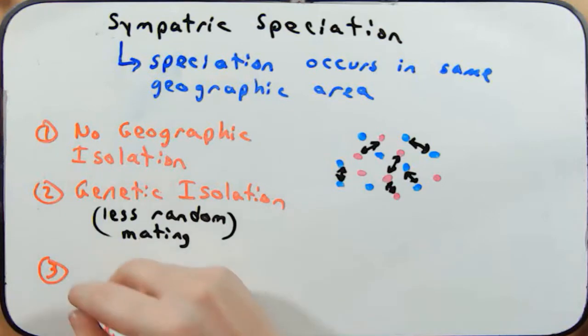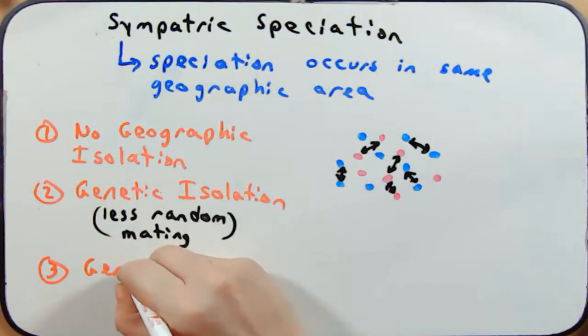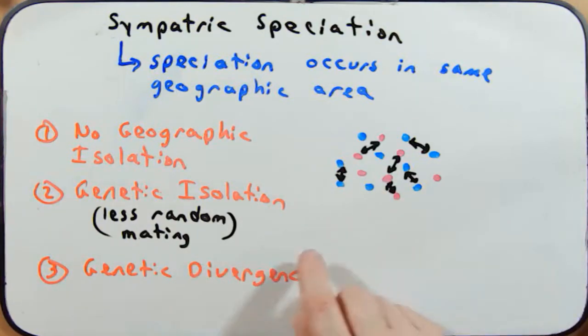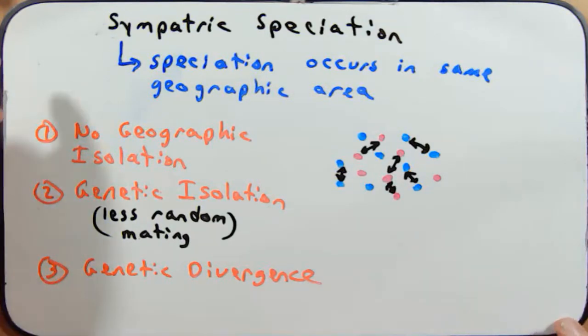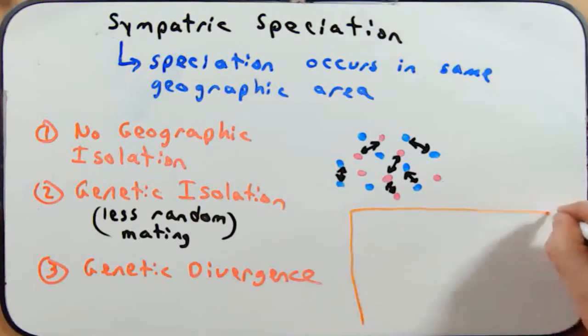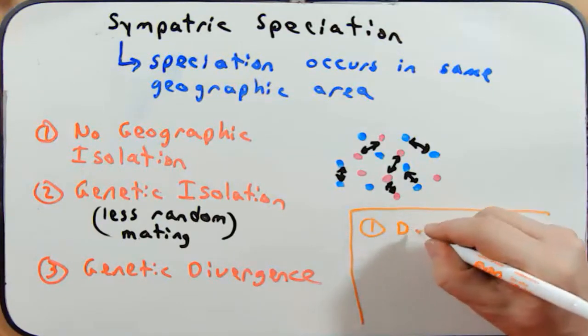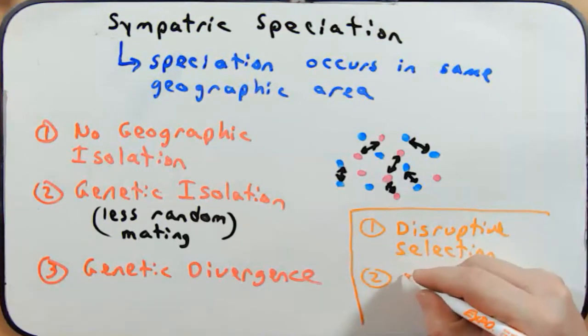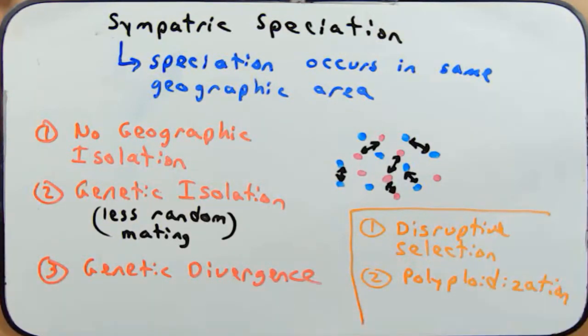And lastly, we will also see genetic divergence, just like we saw with allopatric. This population with these different types of individuals that are now mating less randomly may experience some sort of evolutionary pressure, natural selection, a mutation, genetic drift, or something like this. There are a few ways we can think about sympatric speciation working, but we're going to talk about 2 different ways. The first is disruptive selection, and the second is polyploidization. We're going to first begin by talking about disruptive selection.